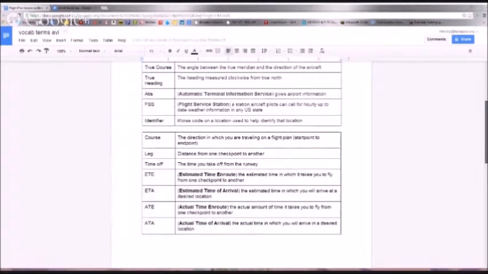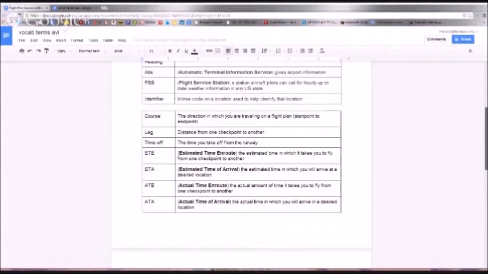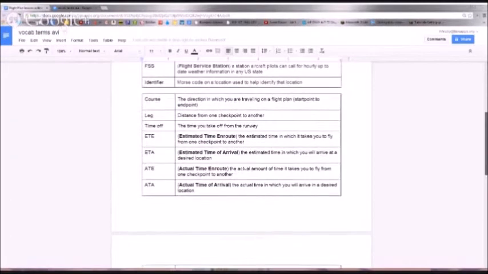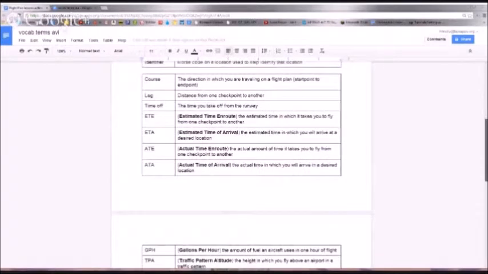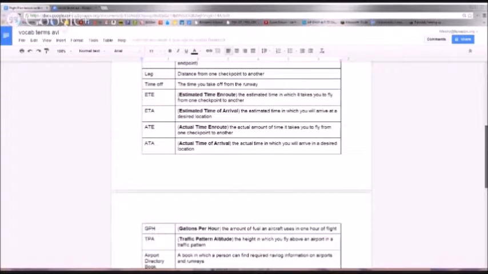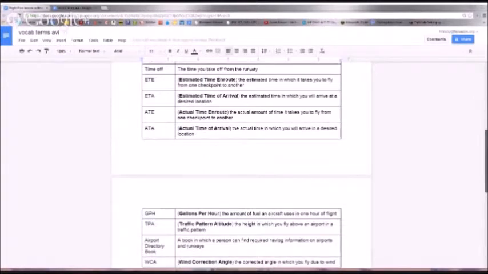ATIS, automatic terminal information service, gives airport information. FSS, flight service station, is a station aircraft pilots can call for hourly up-to-date weather information in any U.S. state. Identifier is the Morse code on a location used to help identify a location. Course is the direction in which you are traveling on a flight, start to end point. Leg is the distance from one checkpoint to another. Time off is the time you take off from the runway.